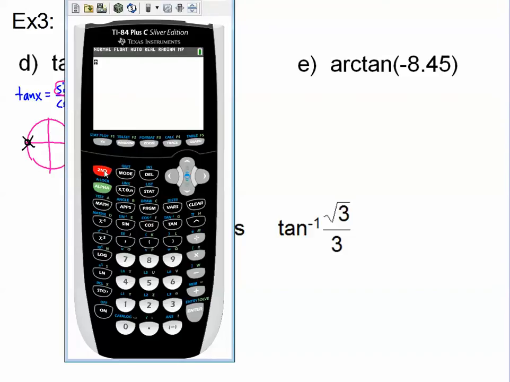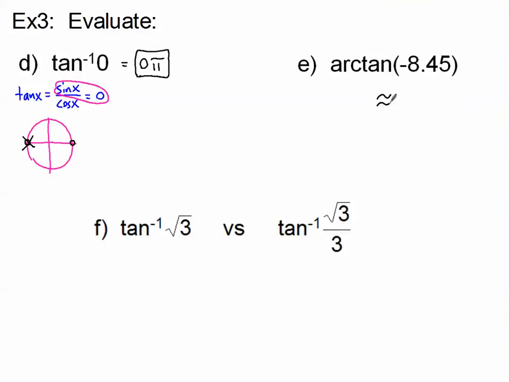Then I'm going to go to inverse tangent, and I'm going to type in the negative 8.45. I'm going to close my parenthesis. Inverse tangent of negative 8.45 gives me negative 1.453. We'll go to 3 decimal places. Negative 1.453, I'm going to put in my approximate. That's in radians. You're not putting a pi because it's not multiplied by 3.1415. It's just that. So that's a calculator problem. Everything else we're going to be able to do by hand.